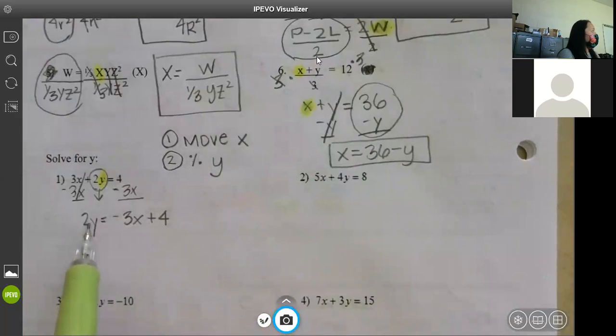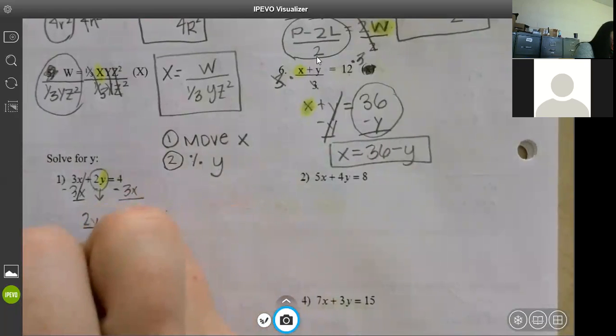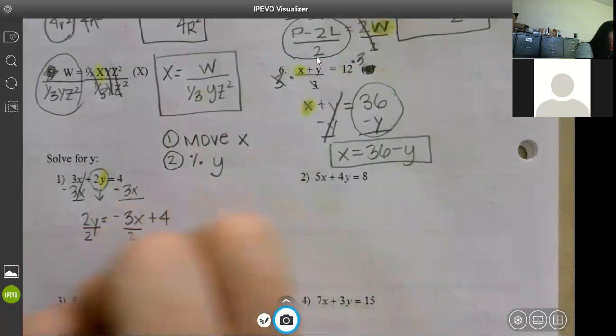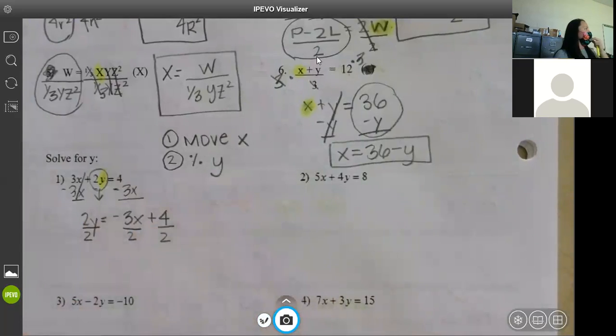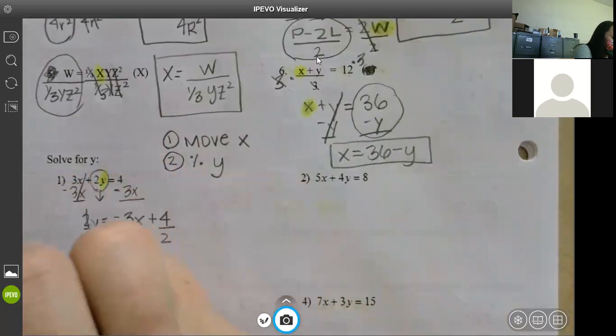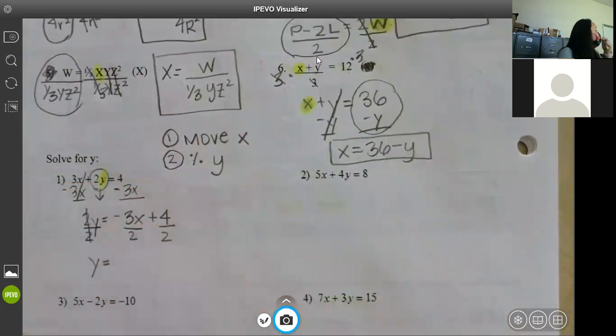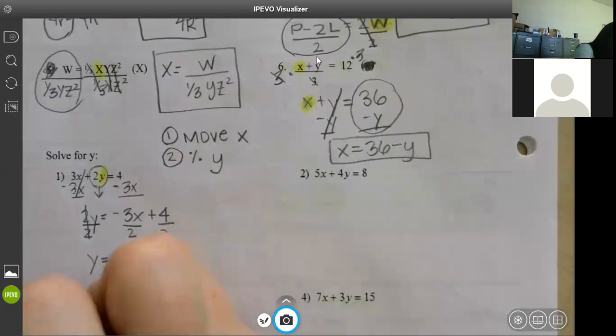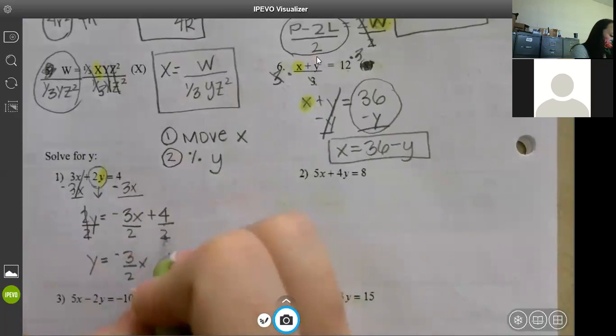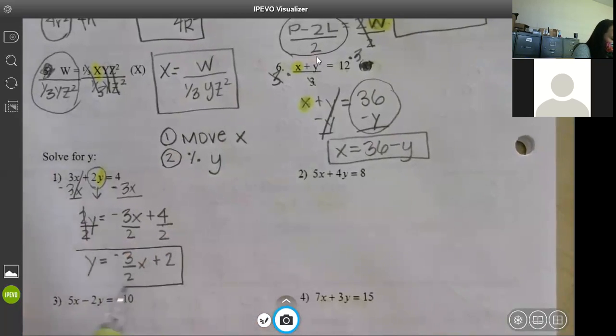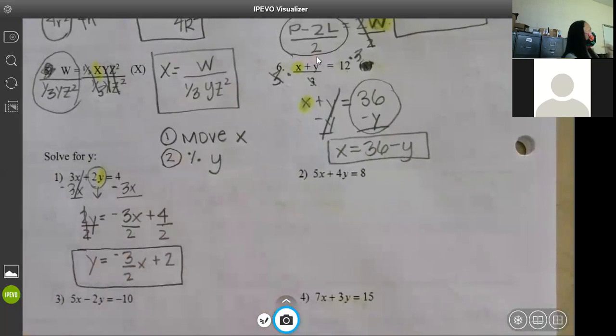Last step, I said divide by y. We got to get rid of the 2. How do we get rid of the 2? We divide, but please make sure you divide everything by 2. We're going to split it up, okay? Divide each one by 2. Then our y is the same, so it's all by itself. And we write what we see. Simplify if you can. You can't simplify negative 3/2, so it's negative 3/2 x. What is 4 divided by 2? So we simplified that. That's it, guys. Move x, divide by y.